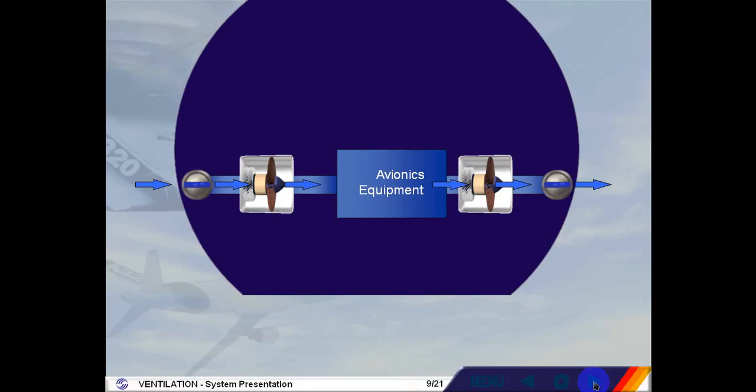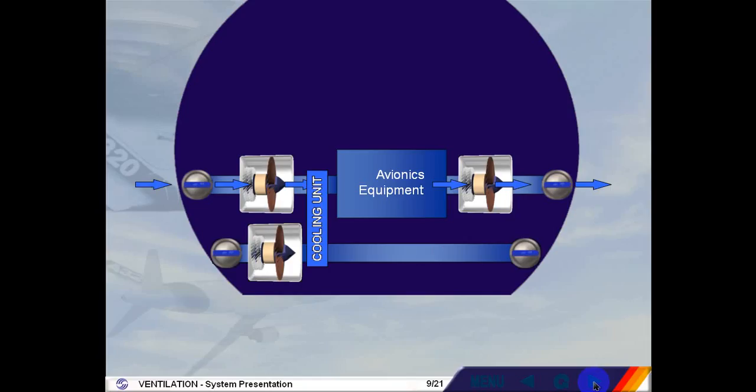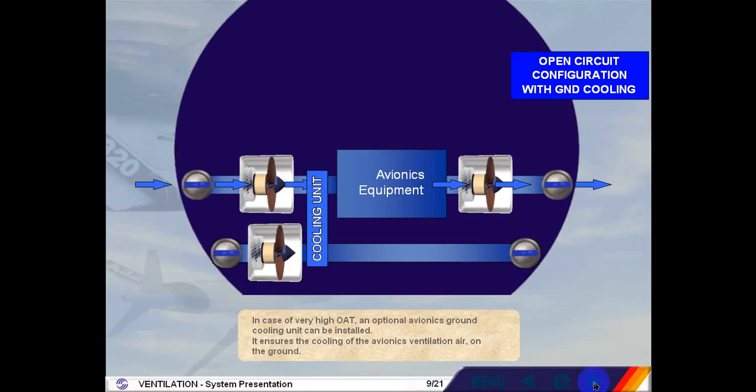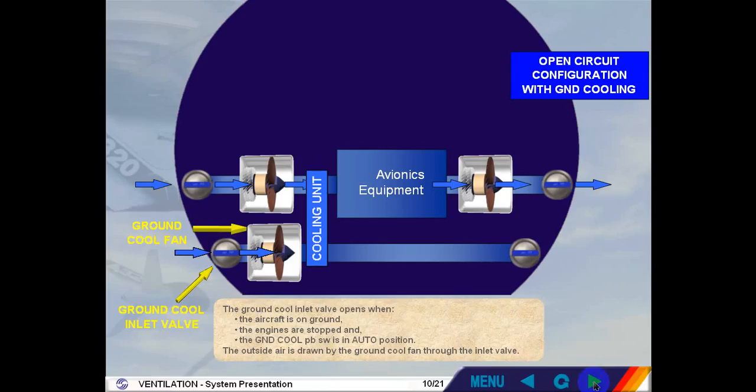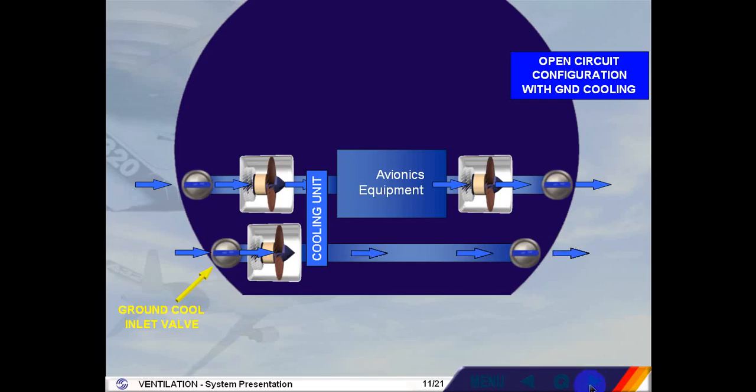In case of very high outside air temperature, an optional avionics ground cooling unit can be installed. It ensures the cooling of the avionics ventilation air on the ground. The ground cool inlet valve opens when the aircraft is on the ground, the engines are stopped, and the ground cool push-button switch is in auto position. The outside air is drawn by the ground cool fan through the inlet valve. The air from the cooling unit is then discharged overboard via the outlet valve.